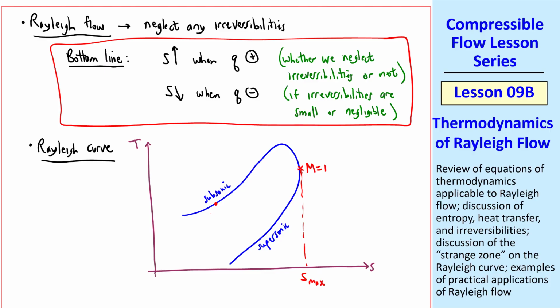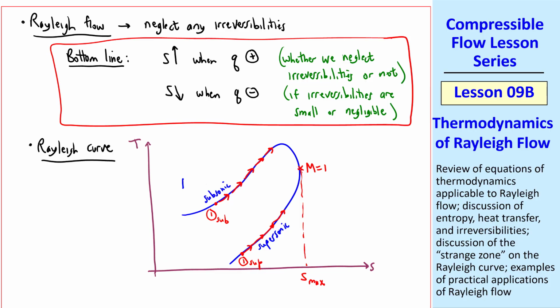This is true if we start with subsonic flow, state 1, and we add heat. We must move along this curve to some other state 2, which can be anywhere along this curve as we add heat and S increases. I'll call this 1 sub and this one 1 super, and this is true also for supersonic flow. If 1 is supersonic and we add heat, we still must move in the direction of increasing S to some other state 2 along the curve.